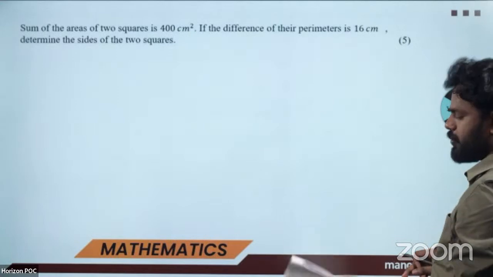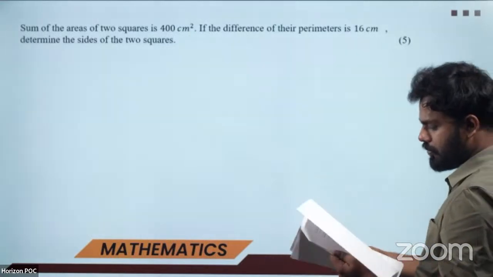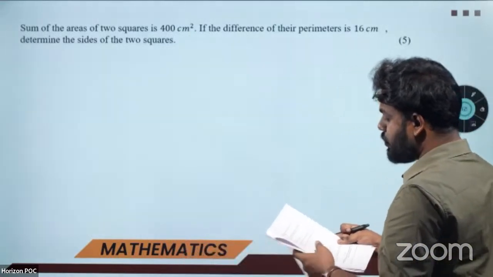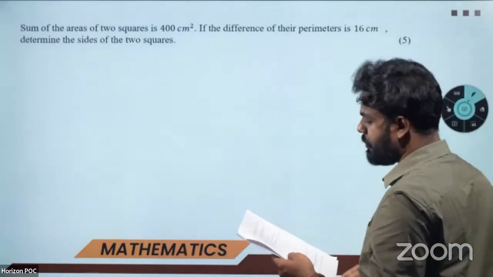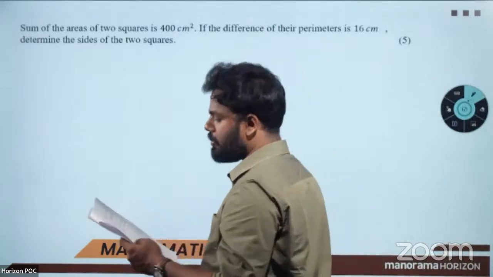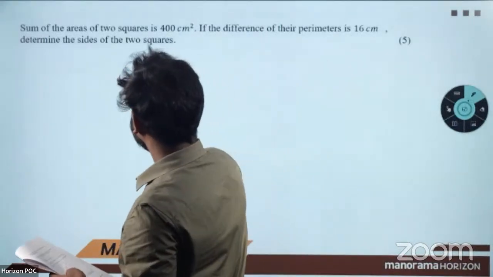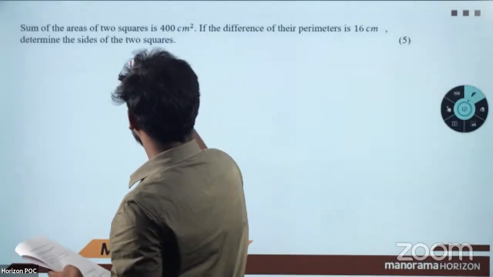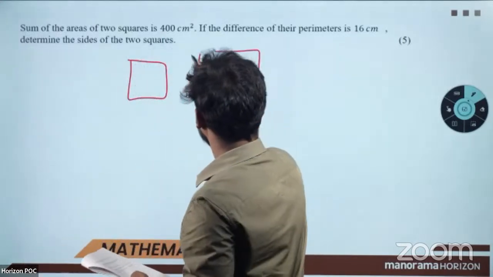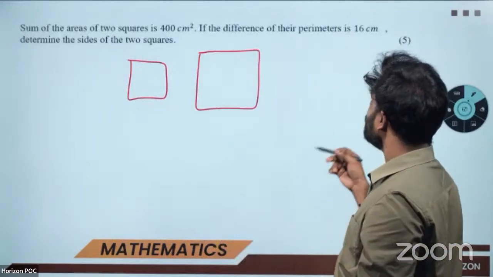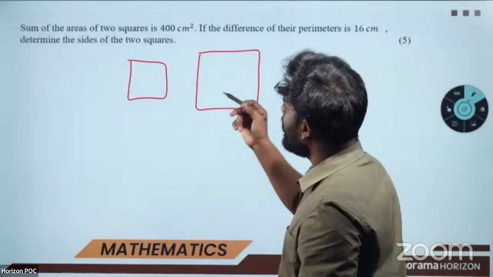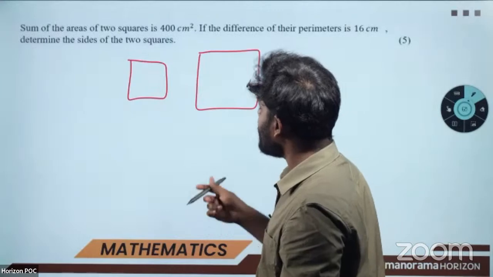There is an OR part for this question. The sum of areas of two squares is 400 centimeters square. If the difference of their perimeters is 16 centimeter, determine the sides of the two squares. So sum of the areas of two squares is 400. So you have two squares. Just consider two squares. The sum of the areas is 400 centimeters square. If the difference of their perimeters is 16 centimeter, determine the sides of the two squares.